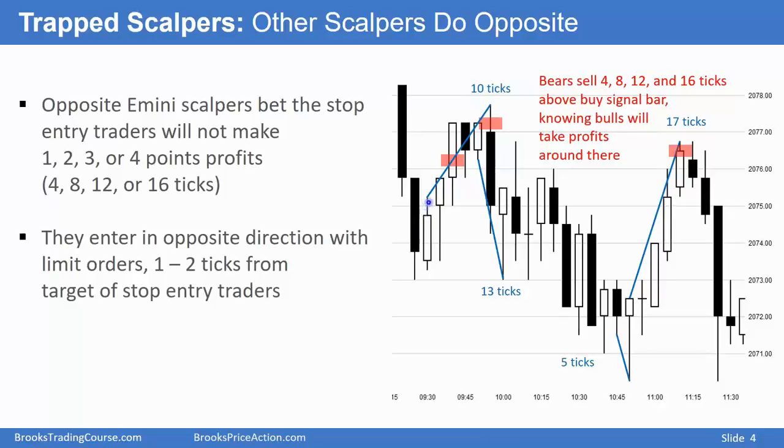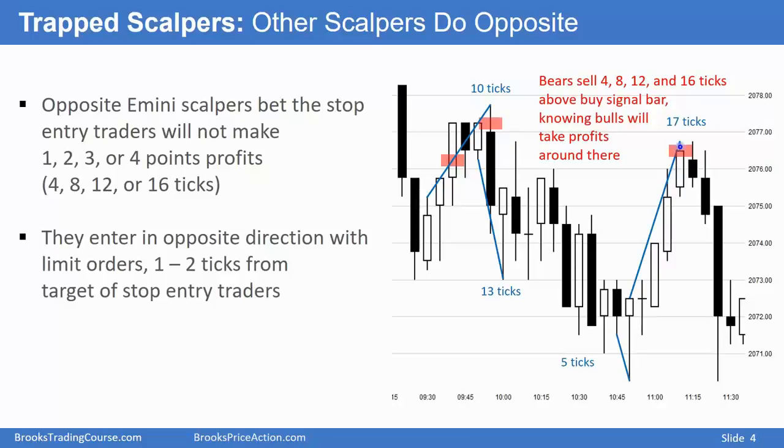The bears here might sell 4 ticks above this bar and scale in higher, betting that it's a bad buy and the bulls will be only scalping. In other words, the bulls do not have a lot of conviction and will not be holding for swing trades and will not be buying much higher. So they will not continue to buy. Bears will start selling either at this high, 1 point higher, 2 points higher.